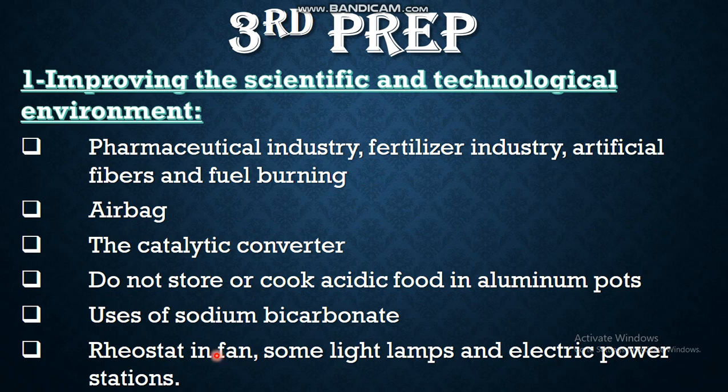Rheostat in a fan controls the speed of the fan. In some lamps it controls the light, more or less light. And in the electric power station it controls the current intensity and the potential difference that reach the houses or cities. Next page.